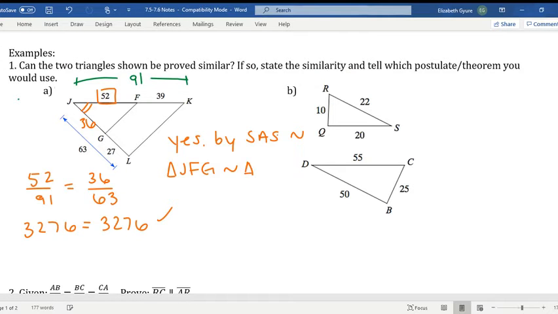Yeah. Yep, exactly. Triangle JKL. Good. We good with that? Okay.